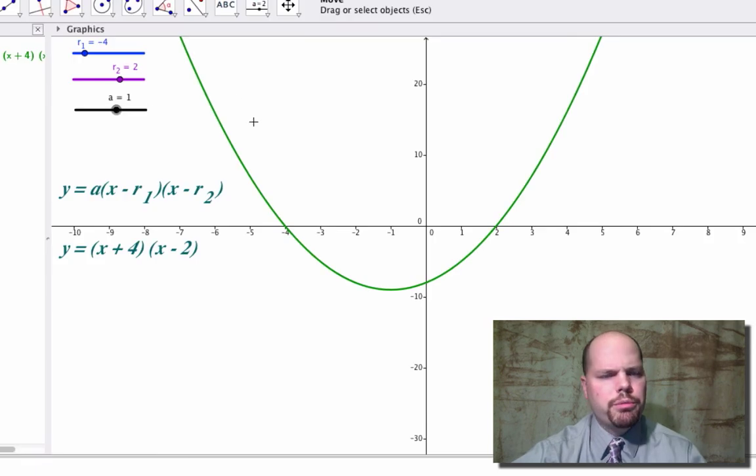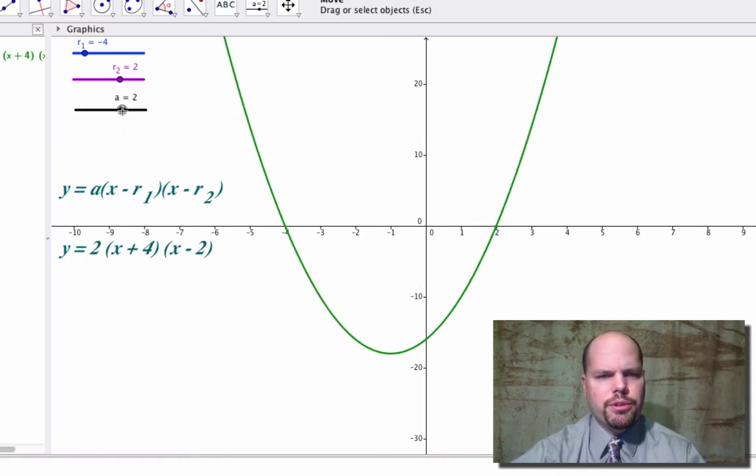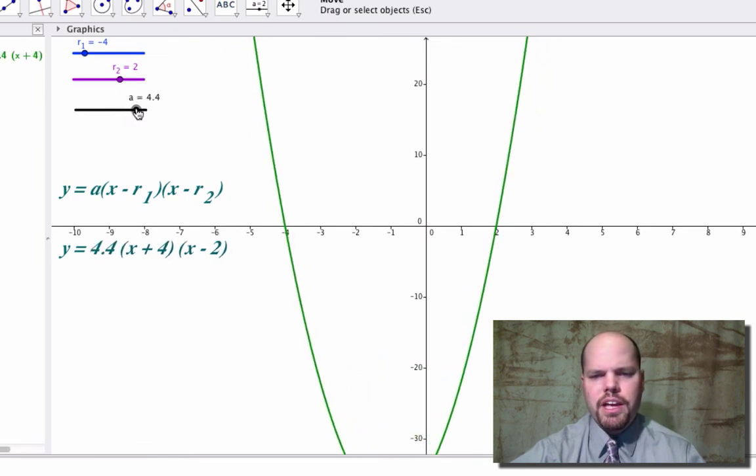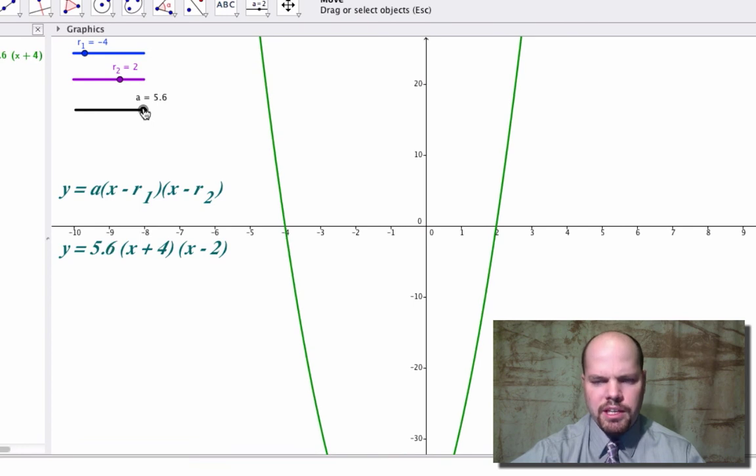Okay, in GeoGebra, I've created sliders for the x-intercepts and for the a value. But we're just looking at the a value for right now. The a is 1, as you saw in that first one. Okay, so if I change it to 2, what happened? Well, it got a little further down here. The minimum became further into the negatives. Okay, so if I make that like 3 or 4, as I increase this, notice what happens. It just increases faster and faster, but the minimum gets lower and lower.